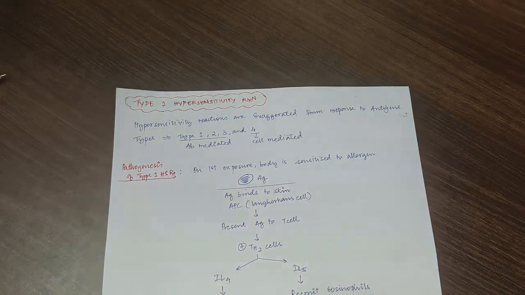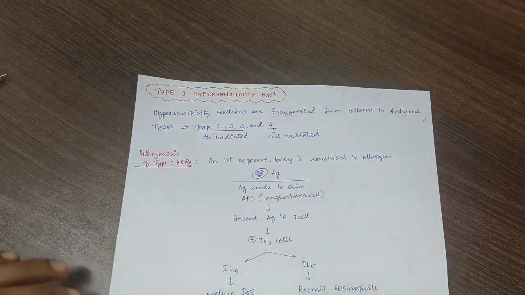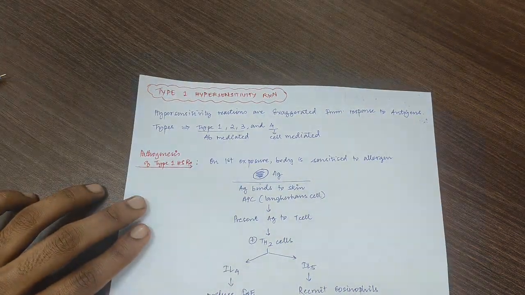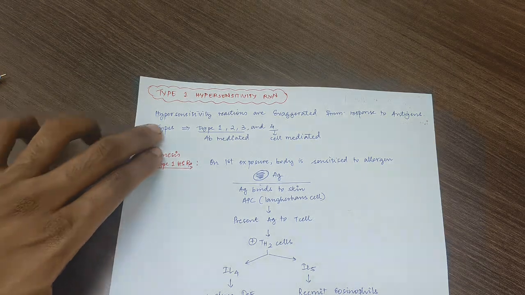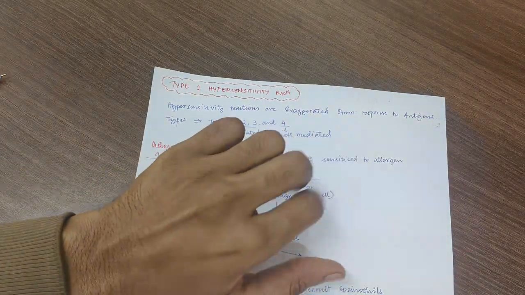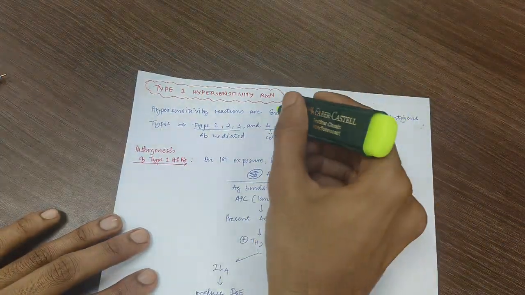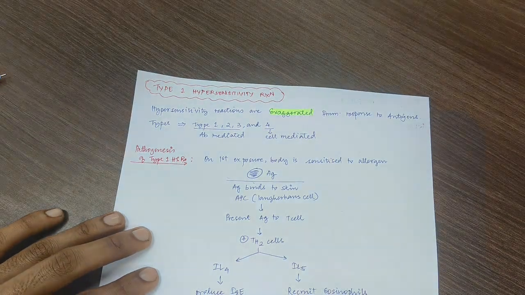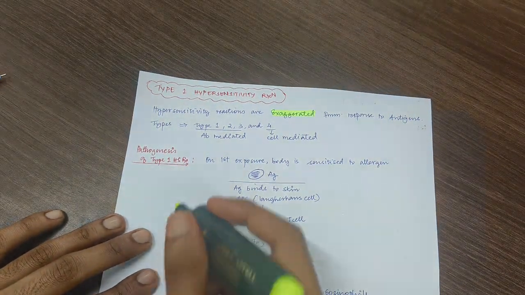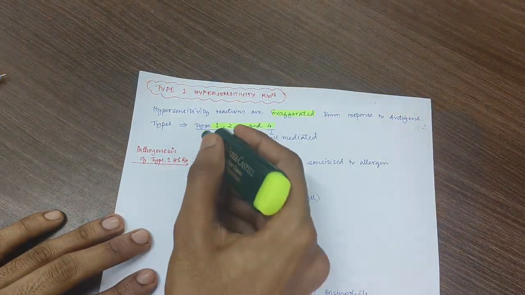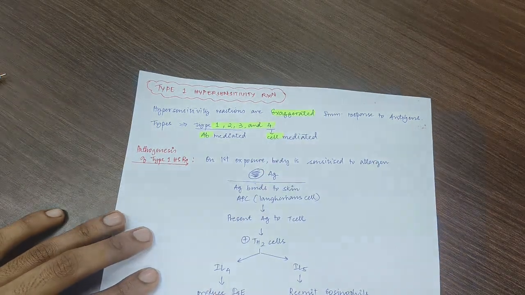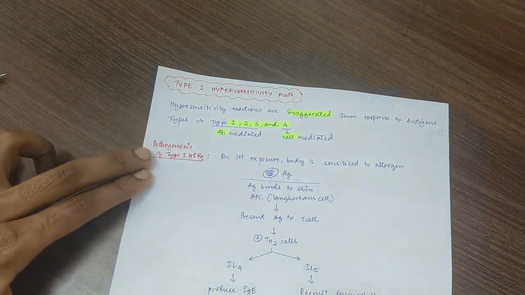Next, we will talk about the hypersensitivity reactions. Hypersensitivity reactions are of 4 types. So what are these hypersensitivity reactions? They are exaggerated immune responses to antigens. That's called hypersensitivity reaction. There are 4 types: 1, 2, 3, 4. Types 1, 2, 3 are antibody mediated. Type 4 is cell mediated.